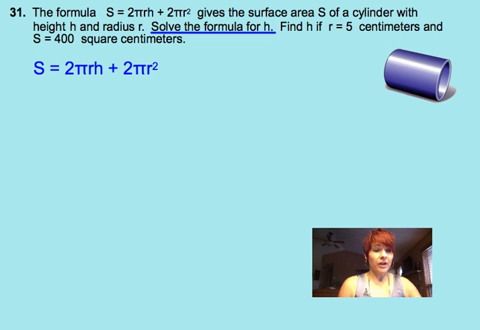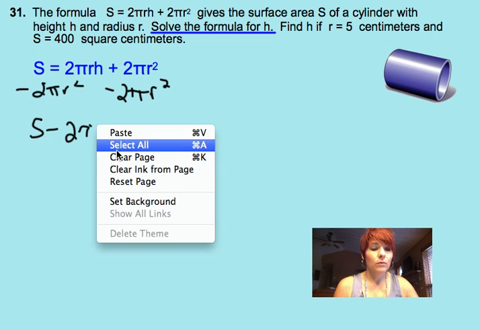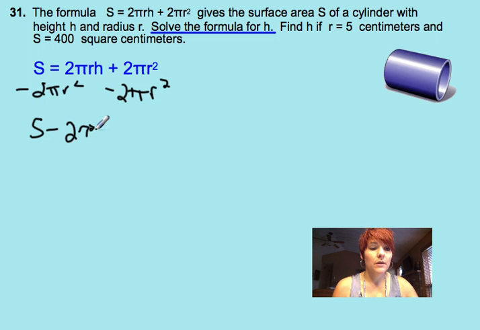So I'm going to take that equation, and if I want to solve for h, I first need to get rid of 2 pi r squared. So I'm going to subtract that on both sides. And that leaves us with s minus 2 pi r squared. Sorry, that got really messy. That's all right, we're going to work with it. And then that equals 2 pi r h. So then these are going to cancel out.